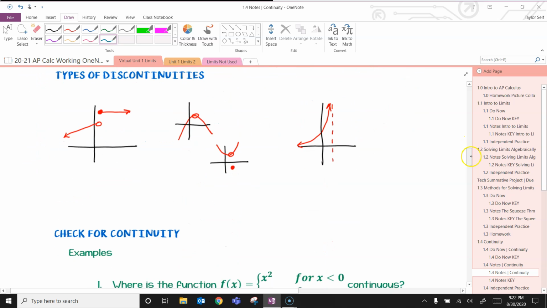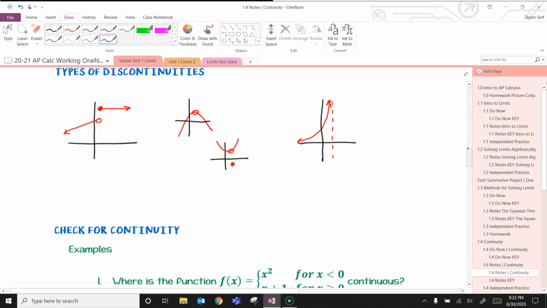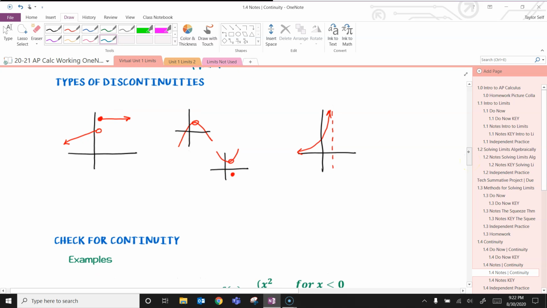All right. Types of discontinuities. So we need to know the names of these because on the AP exam, they will tell you there's a certain type of discontinuity and they'll say the name. Okay, so first, we have a jump. This is called a jump discontinuity.